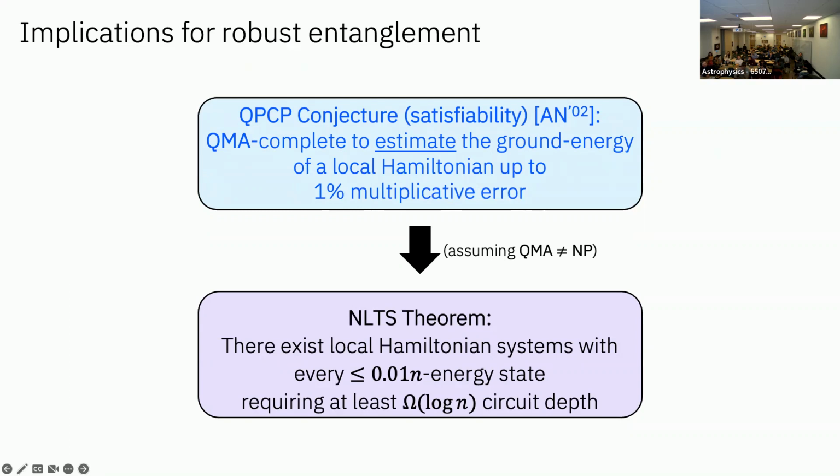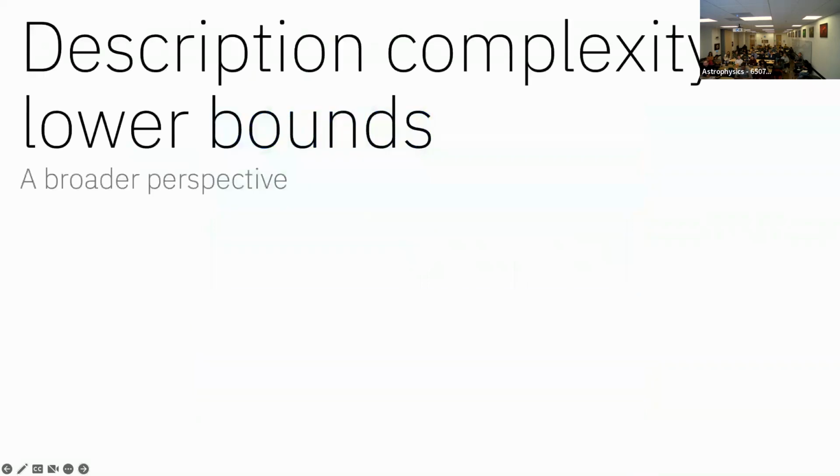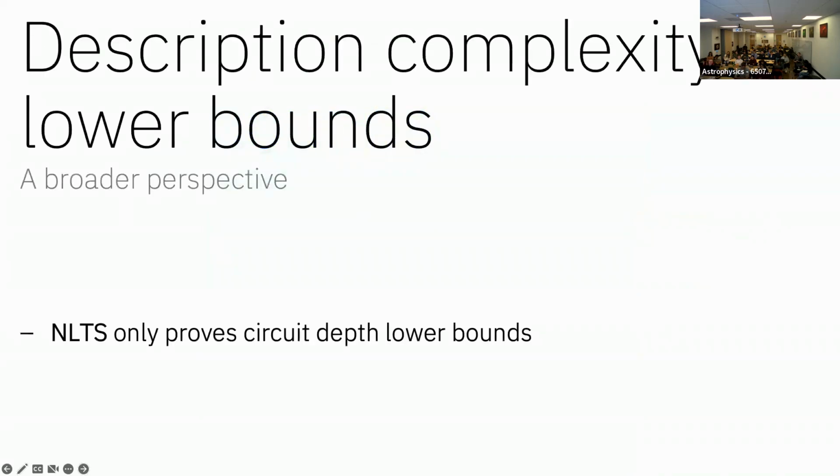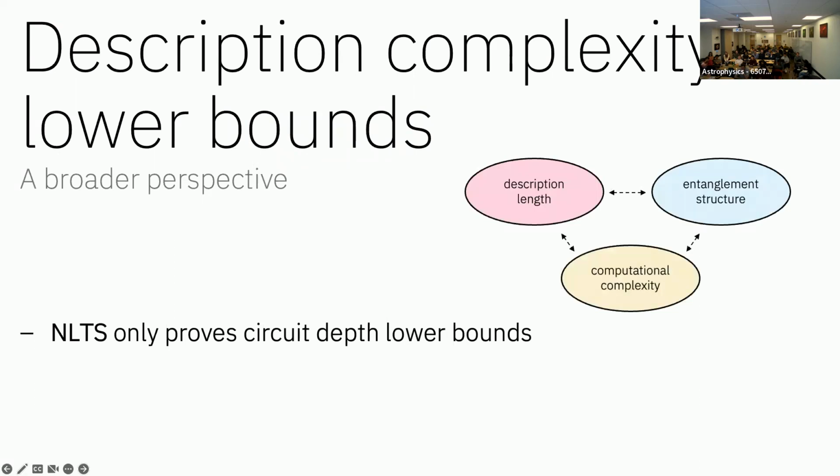Okay. In the interest of time, I'm not going to say anything about the proof of the NLTS conjecture, and let me just say more about description complexity, because this is what I'm fascinated by. So Noah, you brought up this great point that, hey, with NLTS you're just talking about circuit depth lower bounds. It's totally reasonable. And that's because I said there's this connection, but I explicitly said it's a connection, I didn't say it's any implication or something.